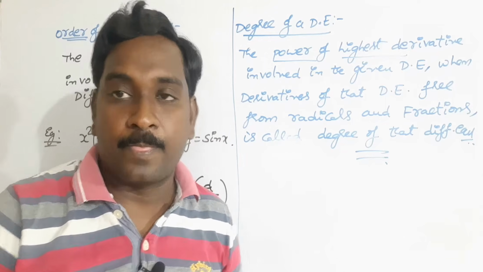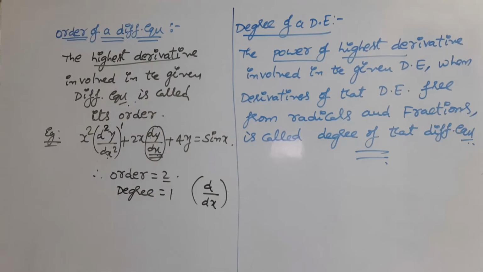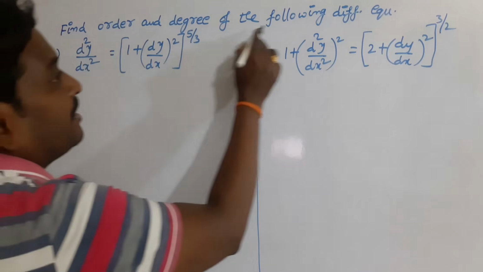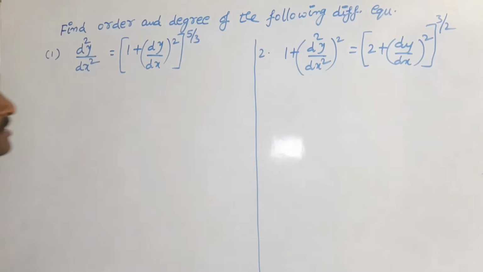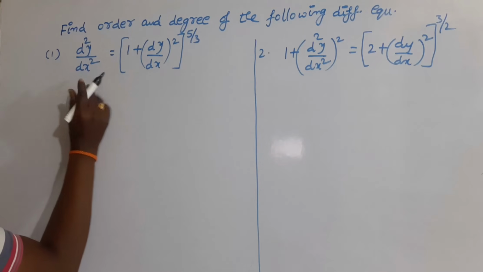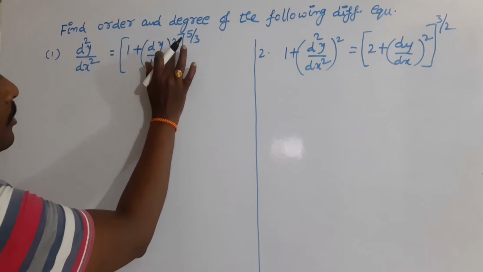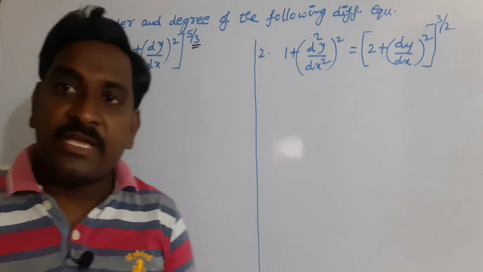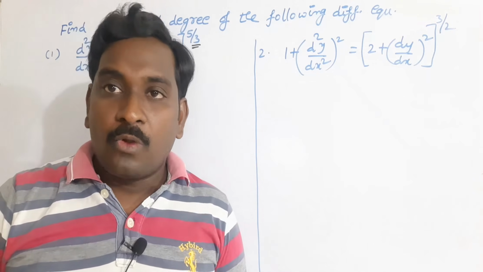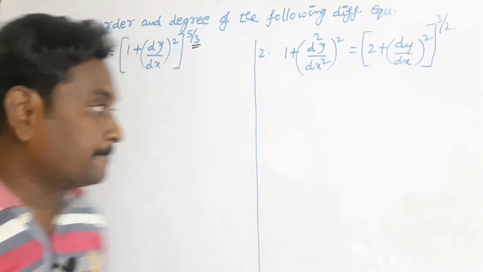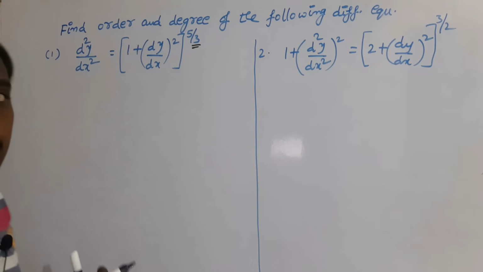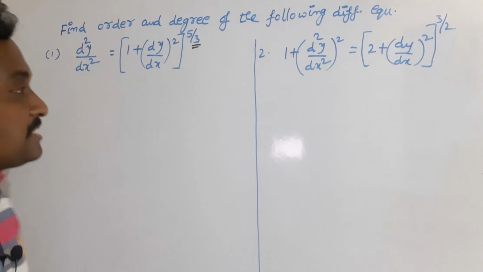See the examples. Find order and degree of the following differential equations. First one, d square y by dx square is equal to 1 plus dy by dx whole square whole power 5 by 3. Okay, just by eye contact we can easily decide what is the order of the given differential equation. See, so what is the order according to the definition? Highest derivative involved in the given equation is called its order.